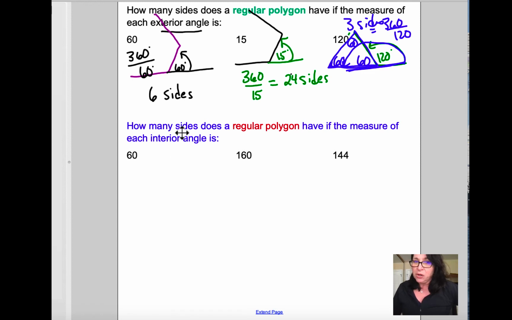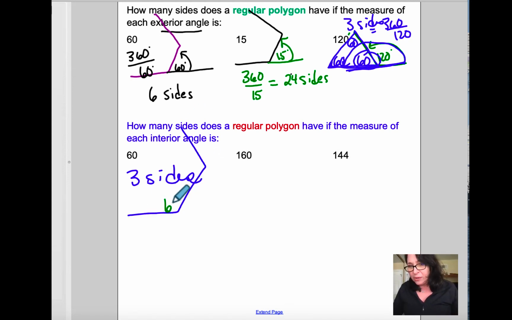These problems say, how many sides does a regular polygon have if the measure of each interior angle is 60? Now, we just did this one, so we know that this one has 3 sides. However, I do want to work this out, so I'm going to make my little facade here. And again, if the interior angle is 60 degrees, that means the exterior angle is 120. And you can always go 360 divided by 120. And that's going to be 3, being 3 sides.